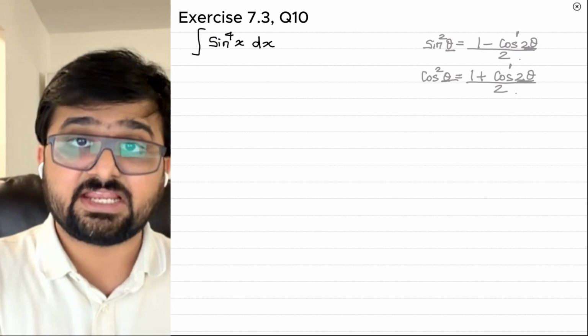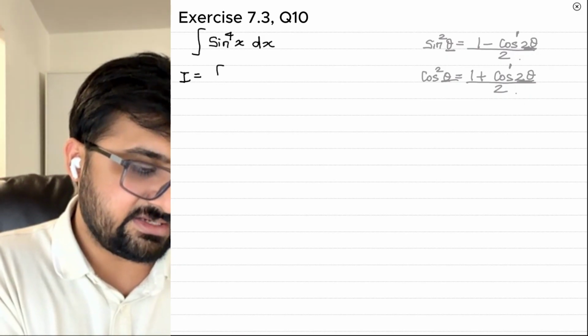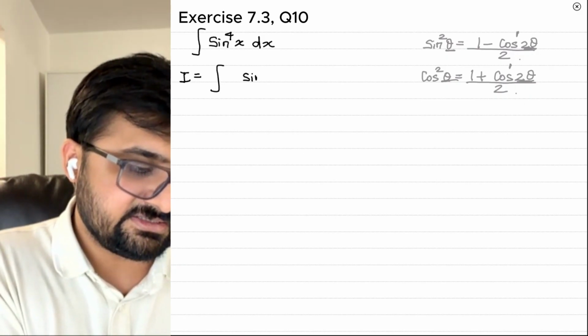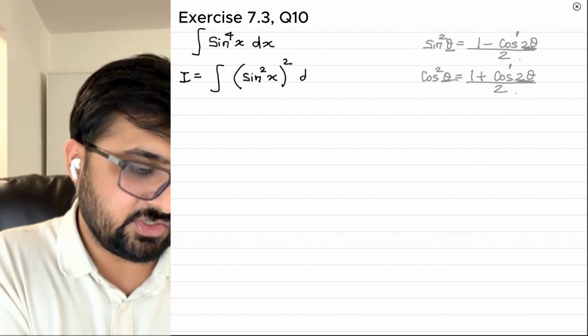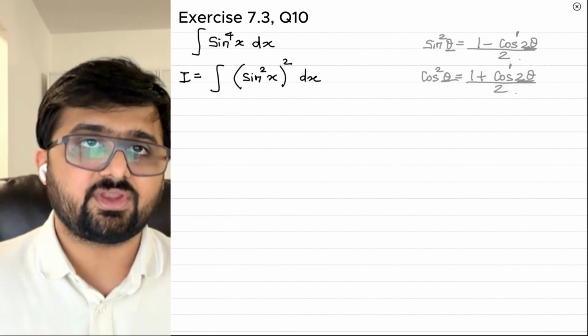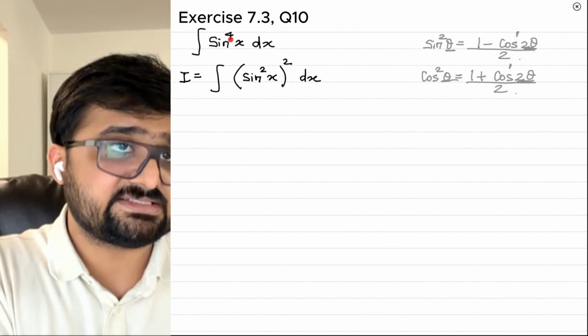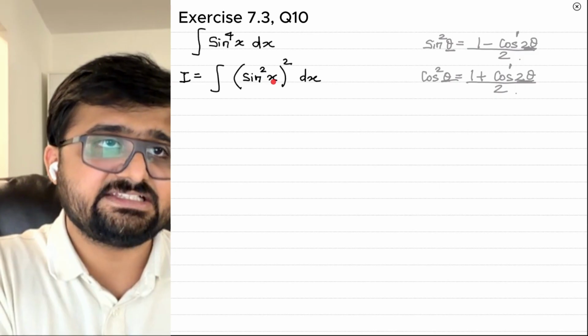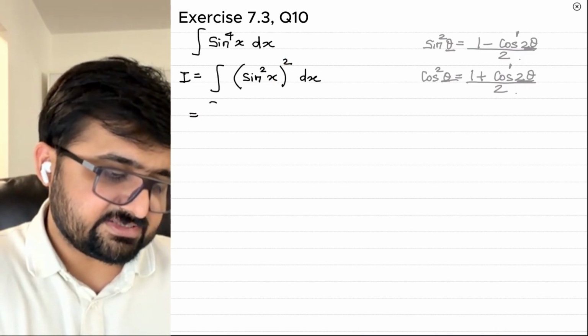But wait, this is sine to the power 4. Now that sine to the power 4, we can write it as sine square x the whole squared using the laws of indices. Before applying that formula for sine square, we have to convert that sine to the power 4 as sine square to the power 2. All right, now let's apply that formula.